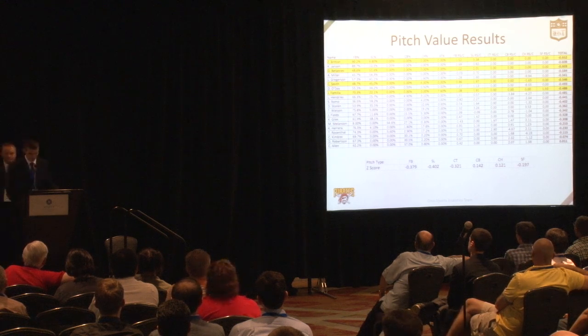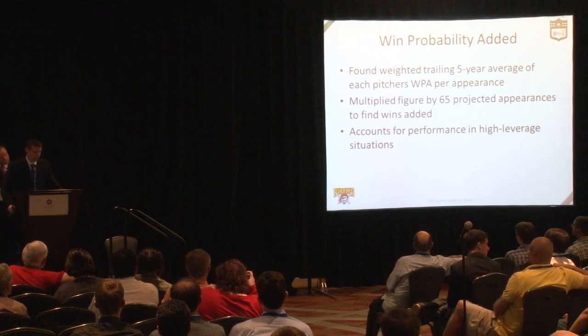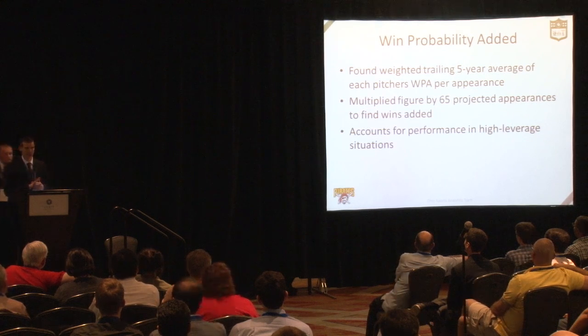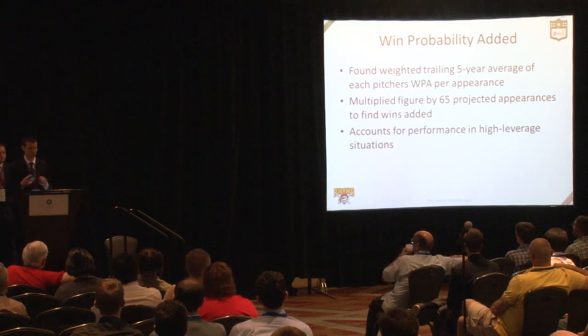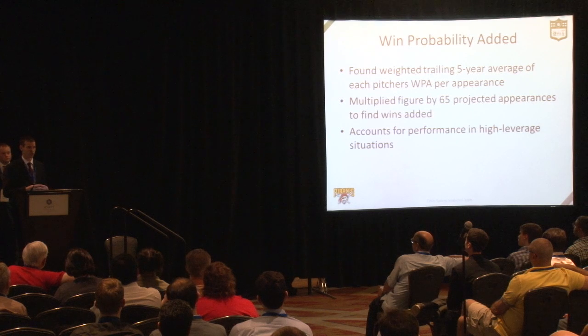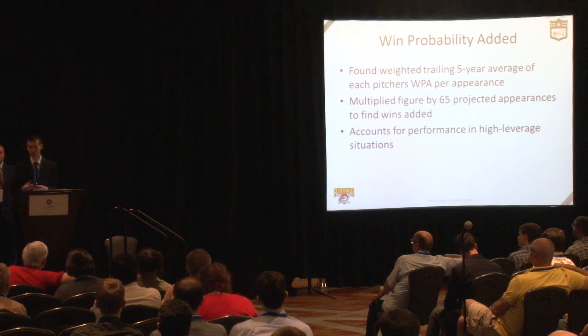Thank you, Sam. So what we did with win probability added was we took sort of a new spin on an old statistic. We took the weighted trailing 5-year average of each pitcher's change in WPA per appearance. There are a couple of caveats with using this 5-year average. The first is that if a pitcher had not been in the league for 5 years, we only accounted for the years that they'd been in the league. So for instance, a pitcher like Ken Giles, who had only been in the league for 2 years, we adjusted the weighted trailing average to only take into account those 2 years.